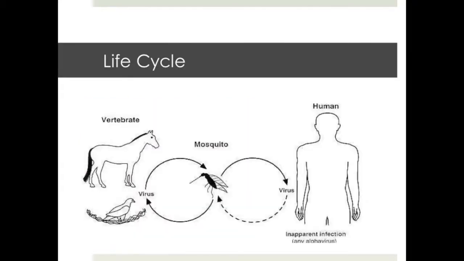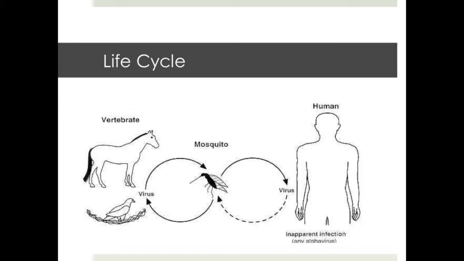Now I'm going to talk about the life cycle and how the mosquito transmits the disease. The Ross River virus usually lives in native mammals such as kangaroos and wallabies, but can also affect rodents, bats, and horses. These animals act as natural reservoirs for the virus, and when a female mosquito bites an infected animal, it picks up some of the virus.